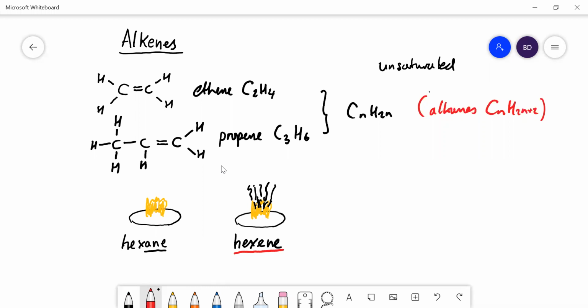Hexene, 6 carbons long, so that's going to be C6H12, double the number of hydrogens as for carbons, and hexane, of course, would be C6H14. Now, I've drawn them burning there on watch glasses. If you burn alkenes, you notice that they burn with quite smoky flames. Okay, and that's because they've got more carbon in them compared to hydrogen.